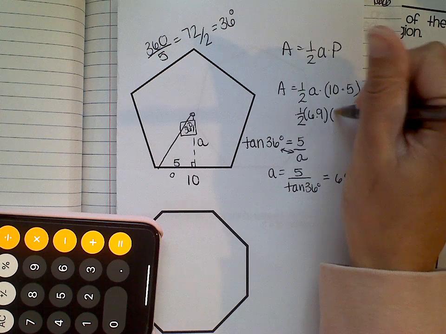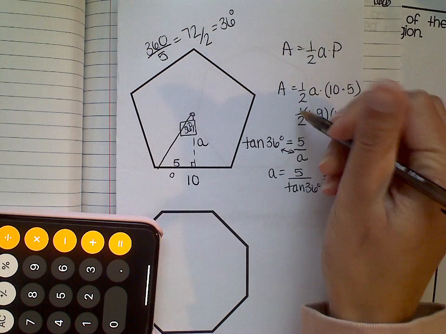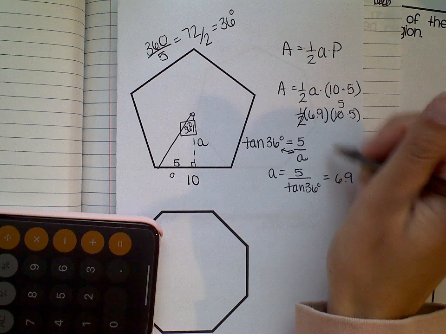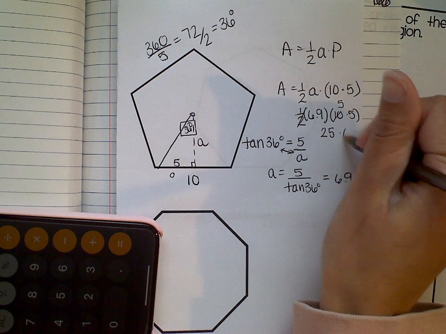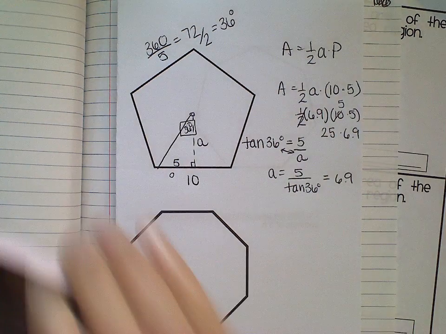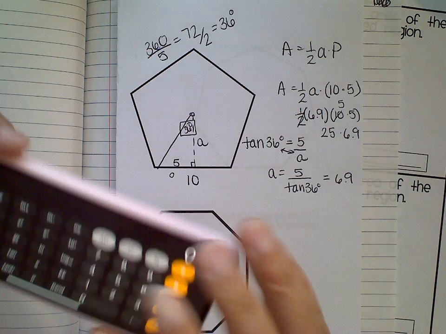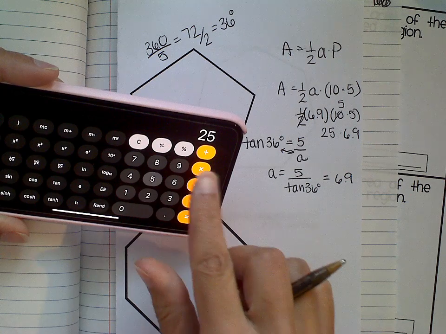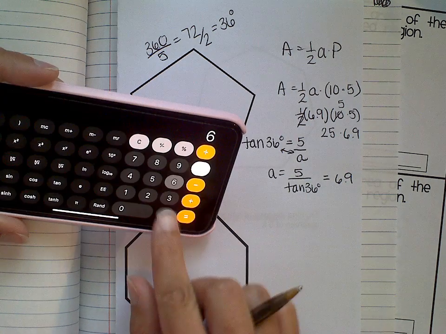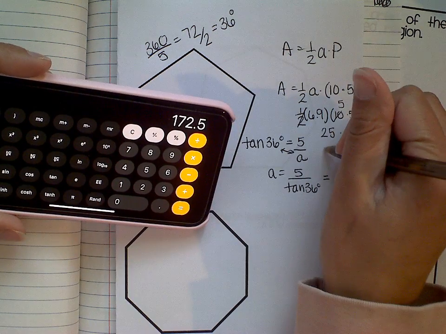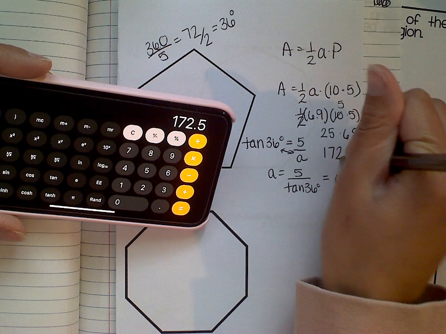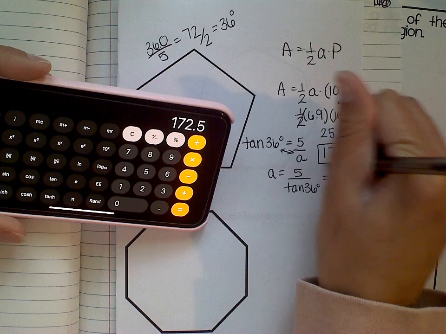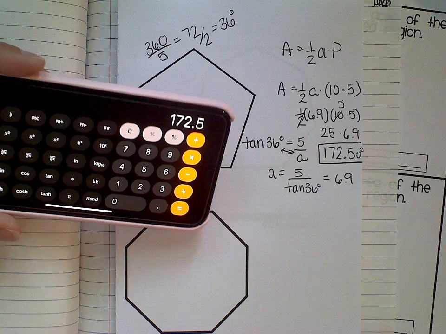I can make that 50, but I'm going to actually leave it 10 times 5 because then I can take half of the 10 super easily. And then we got 5 times 5, so we're doing 25 times 6.9. If I leave that up on my calculator, I could get a more precise answer, but that's okay, we'll just do 25 times 6.9. So the area here is 172.5-ish. And I say ish because we had to round that tangent thing.